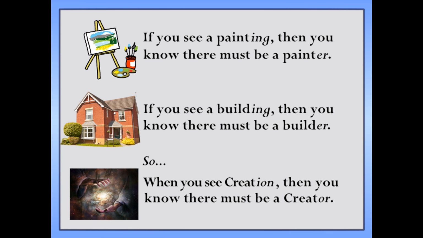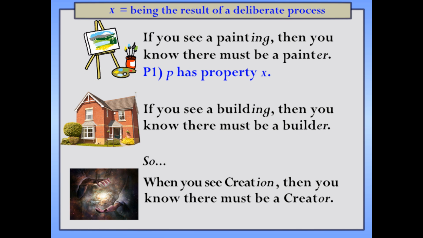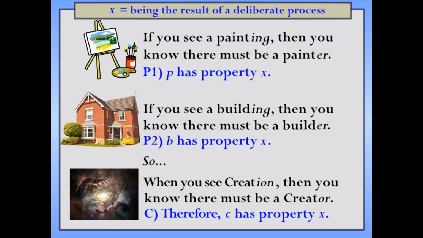So first, let's put this in a logical format we can better analyze. We'll start with the top statement as premise 1. P, representing painting, has property x. Property x being the result of a deliberate process. I'll come back to this, but this is the main point that this statement is intended to make. So we'll do the same with the second statement as premise 2. B, which represents building, has property x. And we'll finish up with the third statement. Conclusion, C, representing creation, has property x.